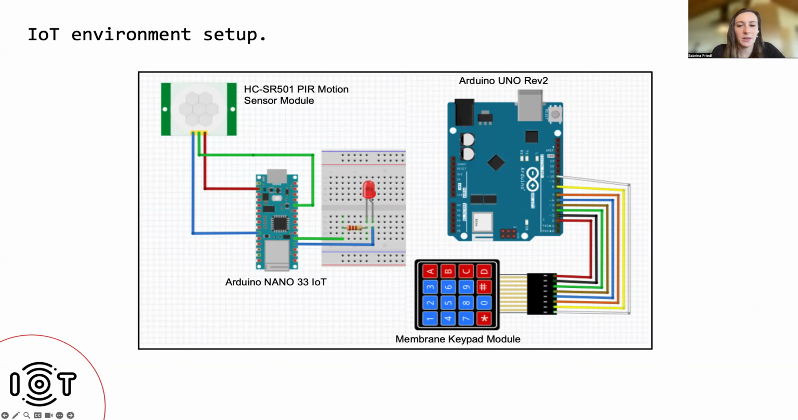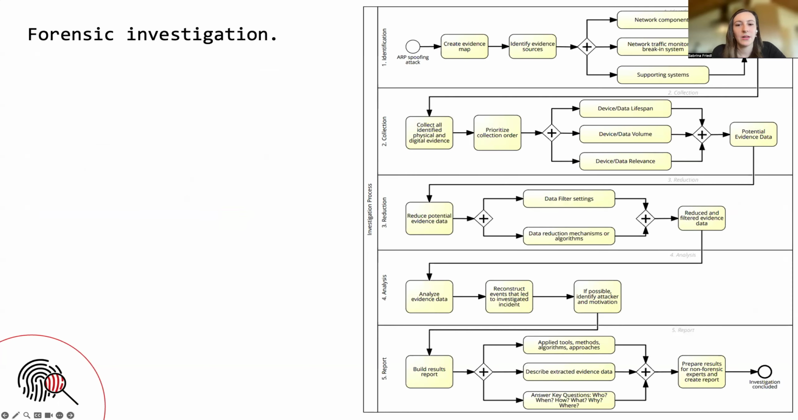The IoT environment is set up as visualized here. We used an Arduino Uno Rev 2, an Arduino Nano 33 IoT, and two sensors. One is a motion sensor, and the other one is a keypad sensor for typing in passwords.